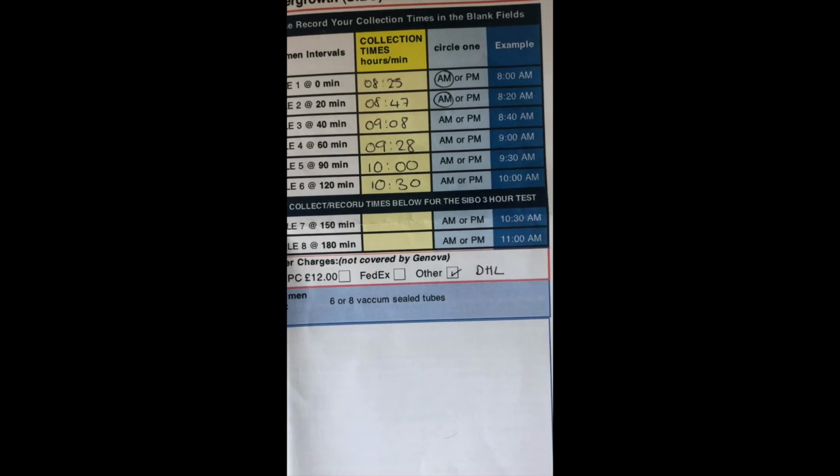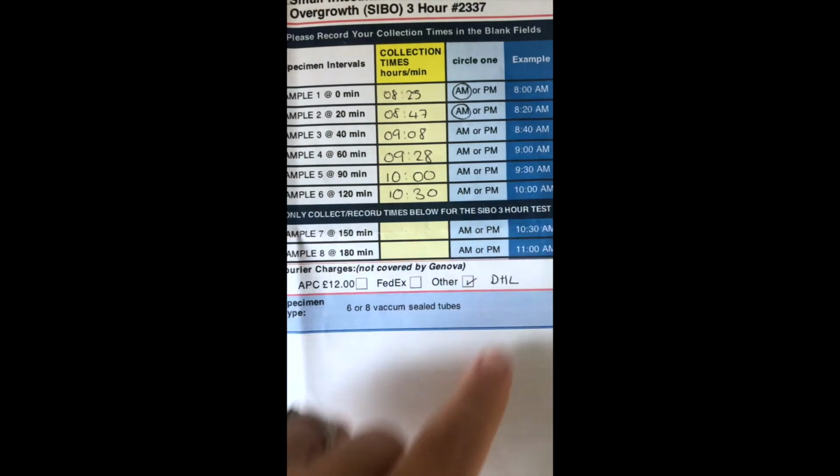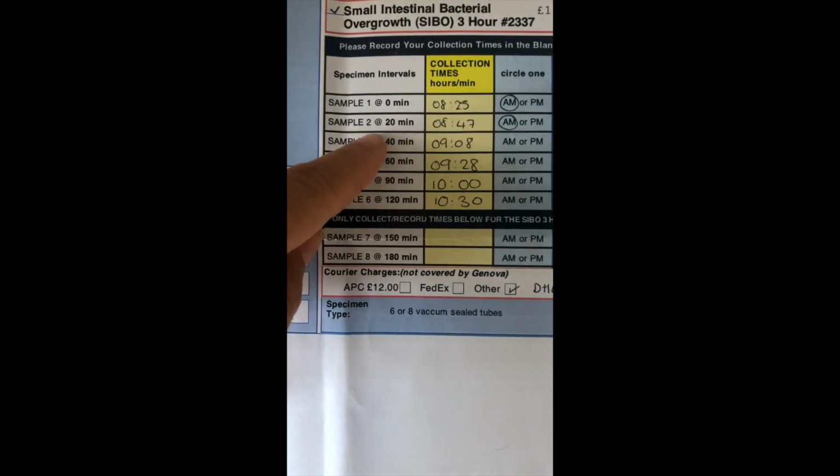So you need to make sure that you record every time you take a breath sample and that you follow the schedule here. So you see that it's every 20 minutes to start off with, and then it goes to every 30 minutes. And then you also need to make sure that each of your tubes are labelled with the time that you took the test, and then you pop them into this bubble wrap bag.